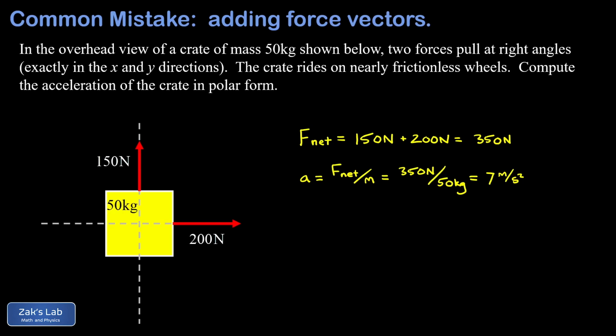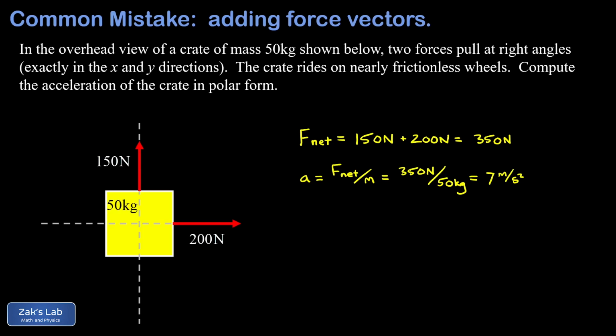So here's the student work for our common incorrect solution. Can you see what's wrong with it? In this solution, we've forgotten the vector nature of forces and simply added their magnitudes together. But the magnitudes of vectors only add together if the two vectors are pointed in exactly the same direction.